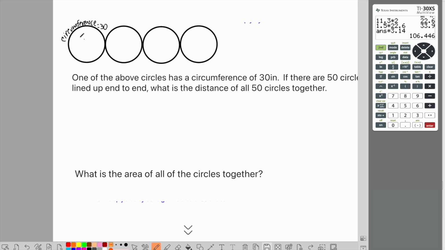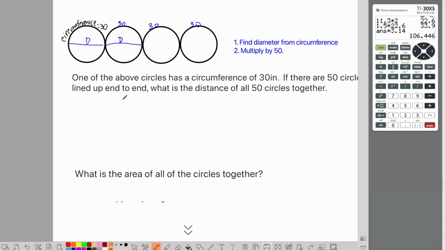So we know that the circumference of one of these circles is 30. So that means each of these is 30, right? But that's not how we go about approaching this. What we need are the diameters. We need this one, and then we're going to multiply it times 50. So this is the diameter here, and they're all going to be the same. So here's our steps. Step one is we need to find the diameter from the circumference, and then we're going to multiply by 50. And then there's the second question, but we'll get to that one in a second.